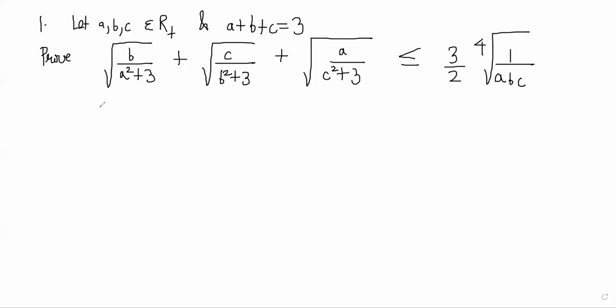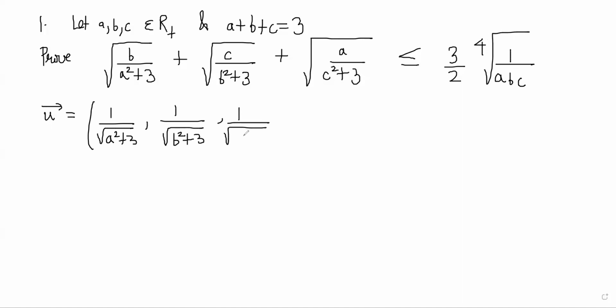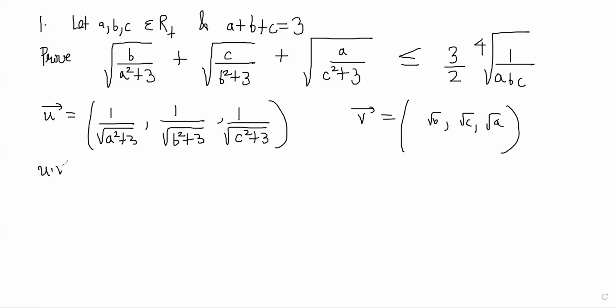Okay. So here, let's think of two vectors here. My u vector will be 1 by root over A square plus 3, 1 by root over B square plus 3, and 1 by root over C square plus 3. And my v vector will be root B, root C, root A. So applying Cauchy, I can say that u dot v whole square will be less than equal to mod u square into mod v square, right?